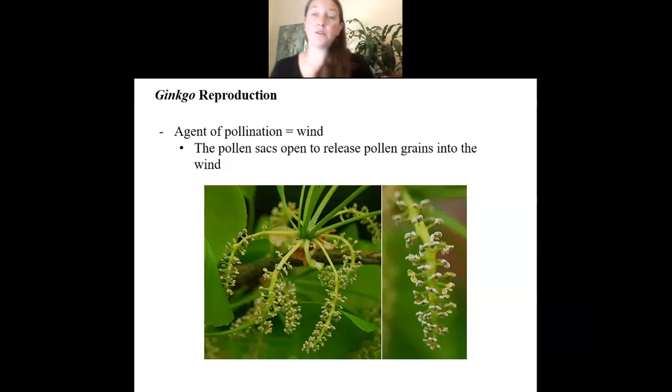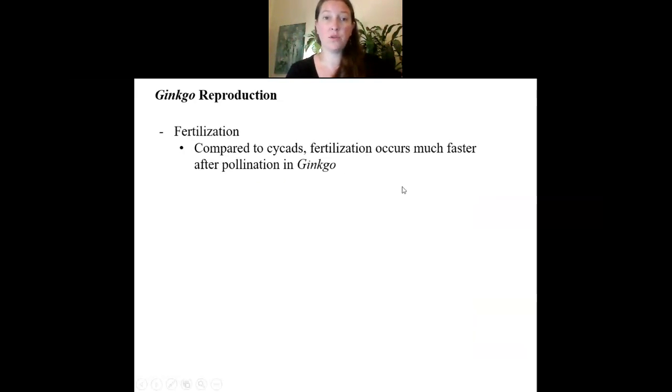As I mentioned, wind is going to be what brings pollen from the microsporangia to the ovule. So the microsporangia, or the pollen sacs, will open and the pollen grains will fly out. Compared to the cycads, the amount of time between pollination and fertilization is much faster in ginkgo. Hence, they're easily cultivated, and that's another reason why we probably use them as such a prolific street tree.